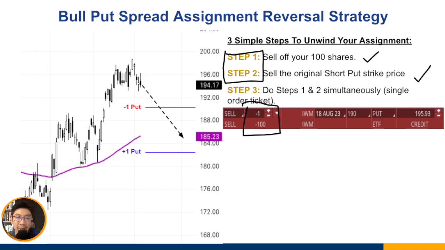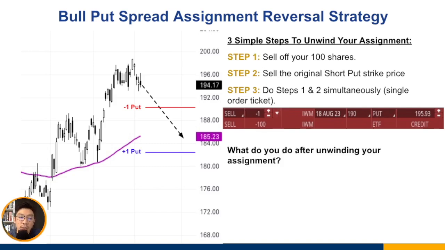What happens is that there could be lagging risk. That means the moment you sell off the 100 shares, the market could have just gone down or gone up, right? So it would no longer be in equilibrium to where you're selling your short put strike, because now your short put strike, remember, has intrinsic value. So the intrinsic value moves together with where the current market price is. So if you do not want any lagging risk, then the best is to do this in just one order ticket like this one down here, which I'm showing you right now. All right, so basically it's just one simple step to unwind your assignment on your bull put spread, right? So it's pretty simple. So the question now becomes, what do you do after unwinding your assignment?